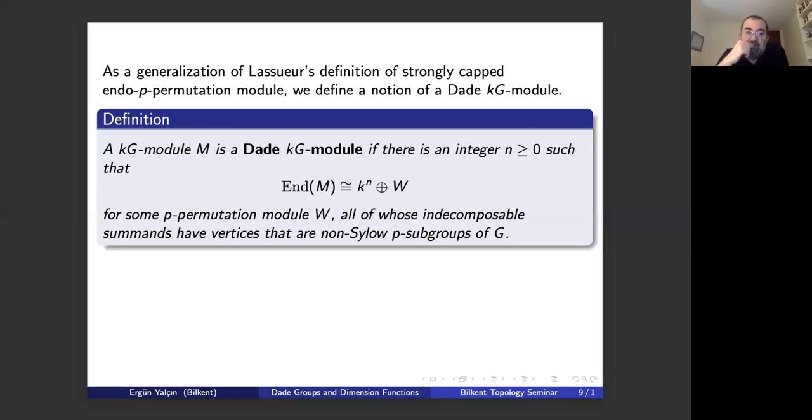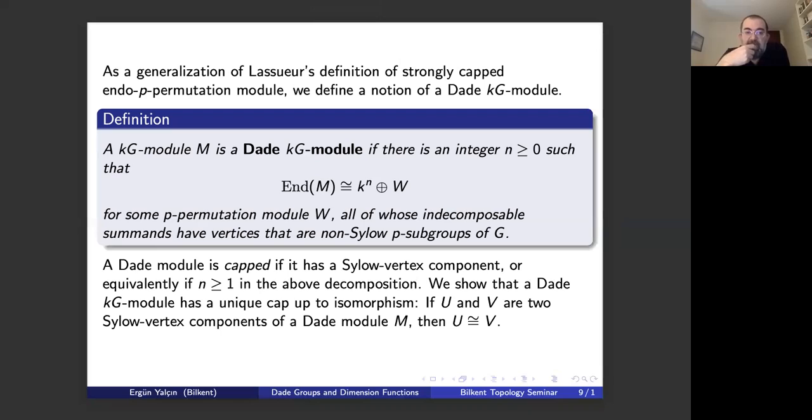So this M is an endo-p-permutation module, definitely, but it's still a special subclass of endo-p-permutation modules. This subclass allows more indecomposable summands or something like that. So this is a variation of Lassueur's definition. A couple of things we prove.